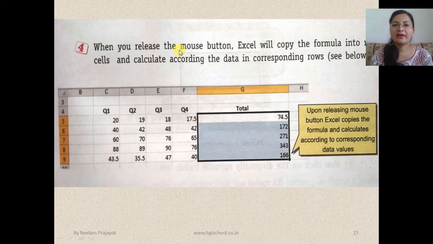Now when you release the mouse button, Excel will copy the formula into new cells and calculate according to the data in corresponding rows. Now what will happen? It will not show you formulas, it will show you only the answers here. And one by one, when you select these cells, you will be able to see its functions on the formula bar.